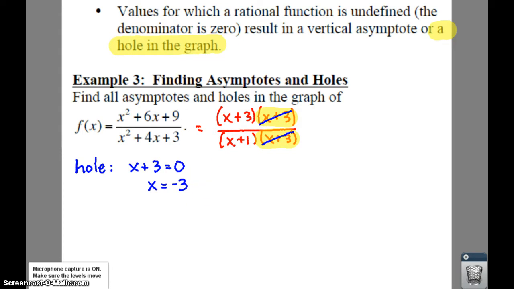So let's find the rest of your asymptotes. We know we can find our vertical asymptote wherever your denominator is equal to 0. Well, you can't include the x plus 3 here because that canceled out. So what we're going to do is set just the x plus 1 equal to 0, which means you're going to have a vertical asymptote at negative 1.